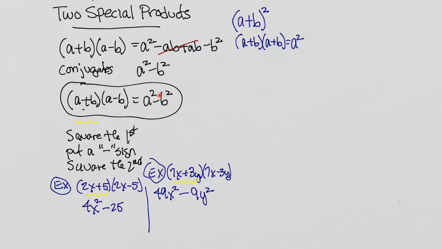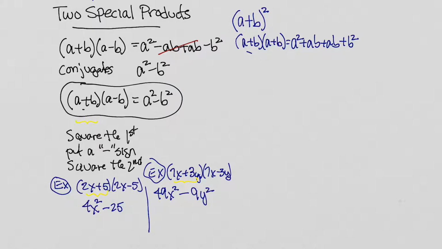Back over here, they had opposite signs, and that middle term canceled out. But now they have the same sign. So it's AB plus AB. So we get plus AB, and then the last and the last, B times B, is B squared. So we get plus B squared. So what we have is the first and the first, A squared.